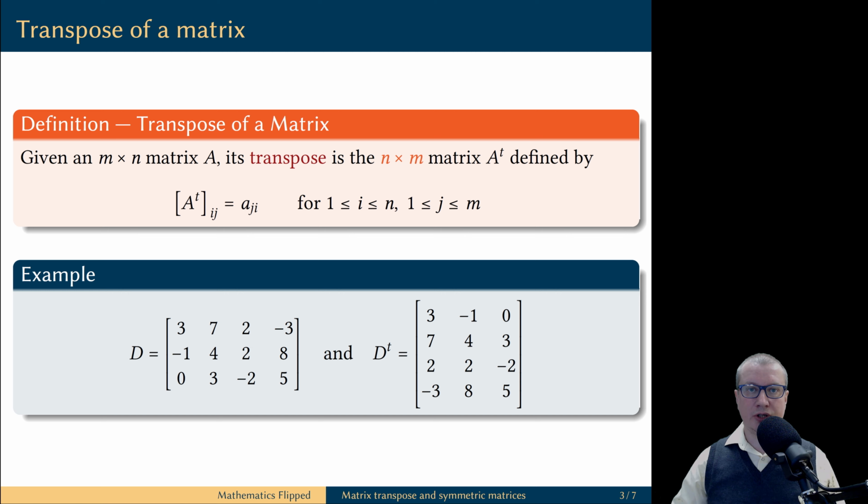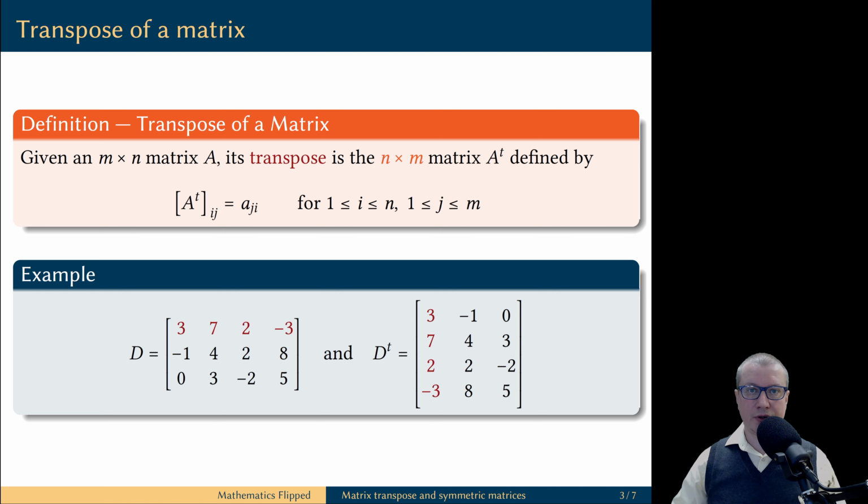Here is an illustration of how to transpose a matrix. We start with a 3 by 4 matrix D, and its transpose is going to have size 4 by 3. There is a quick visual way to construct the transpose of a matrix. Essentially, when you transpose the matrix, the rows of the original matrix become the columns of the transposed matrix.